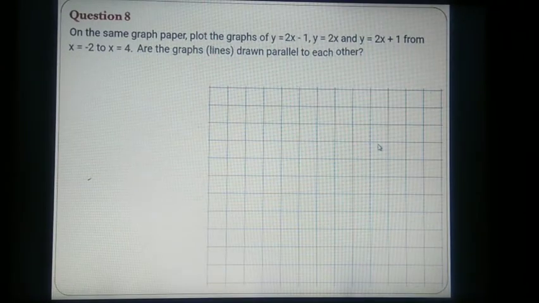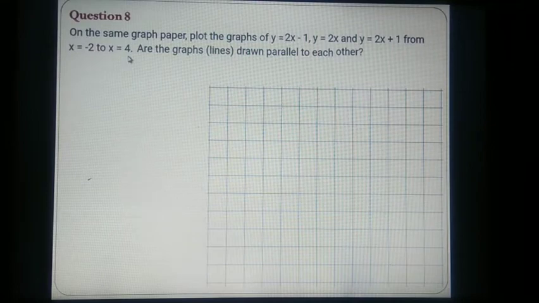Okay, so the next question is, again we have been given three straight lines. Three linear equations have been given. In the earlier case only two were given. In this case three linear equations have been given. So you just need to put the values of x between minus 2 and 4, and find the corresponding y values. Basically you need to construct a table for each of these three equations, where you put the values of x between minus 2 and 4.